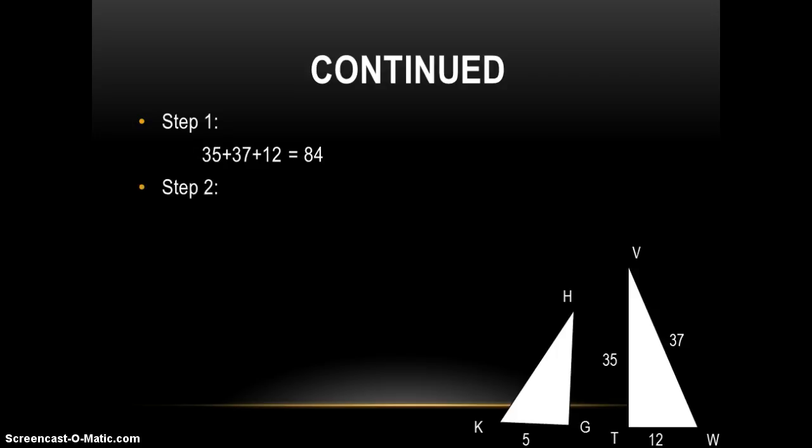So step 2, we're going to set up a proportion. We're going to have 5 over 12, which are corresponding sides, the only corresponding sides we know of, and then we're going to have that equal to the perimeter of GHK over 84, which is the perimeter we found of TVW. And we're going to have the perimeter of triangle GHK on the top because that's going to correspond with 5, because 5 is one of the lengths of that triangle.